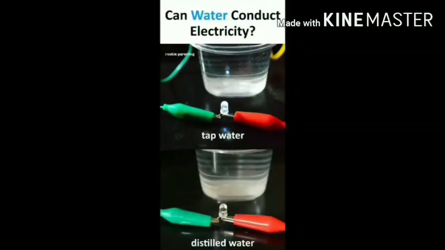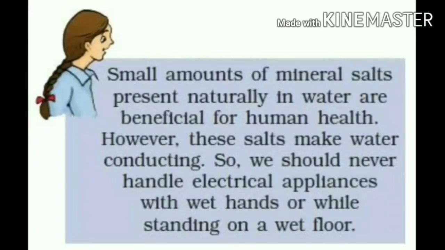Can water conduct electricity? They have given two waters in the slide. One is the normal tap water, the other one is distilled water. Between these two, which will conduct electricity, which will not? Small amounts of mineral salts present naturally in water are beneficial for human health. So, general water consists of many mineral salts. However, these salts will make water conducting because salts are ionic compounds, which we have learnt in the previous section. Ionic compounds will conduct electricity.